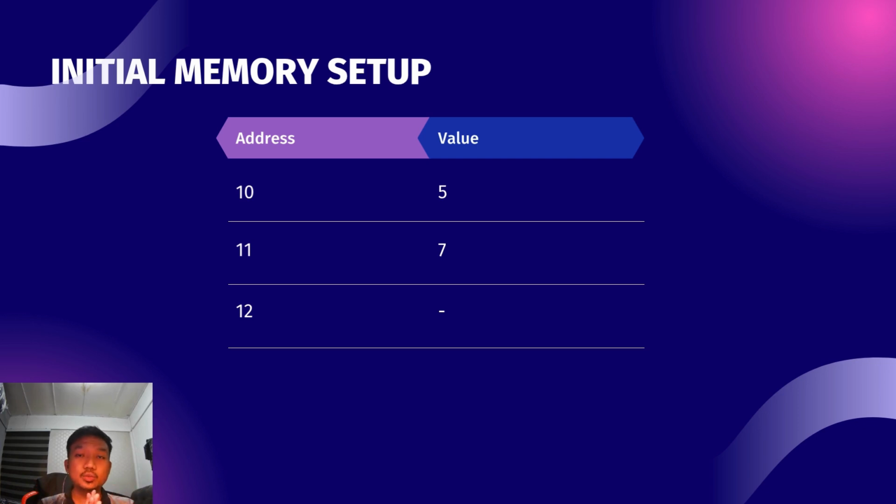So next, we have the initial memory setup. Here we have the table for the addresses and values. Before running the program, we initialize memory locations 10 and 11 with the values of 5 and 7. These are the 2 numbers we want to add using our simulated CPU. The result will be stored in address 12.